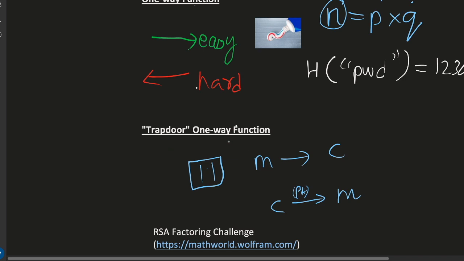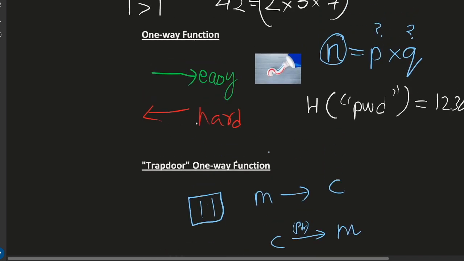So a trapdoor one-way function is basically the same thing. It is easy to go in one direction, but very difficult to go in the other direction, except when you have a trapdoor. It's only possible if you can use a trapdoor. So that is that.